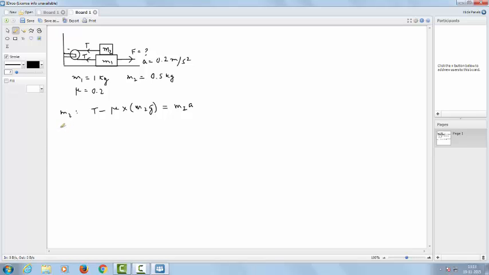Now we write for the block M1. For the block M1, F minus T minus the frictional force at the top of the block M1, which will be mu times M2 into g, and the frictional force at the bottom of the block M1, which will be mu times M1 plus M2 into g, should be equal to M1 into a. This is our equation 1, and this is our equation 2.